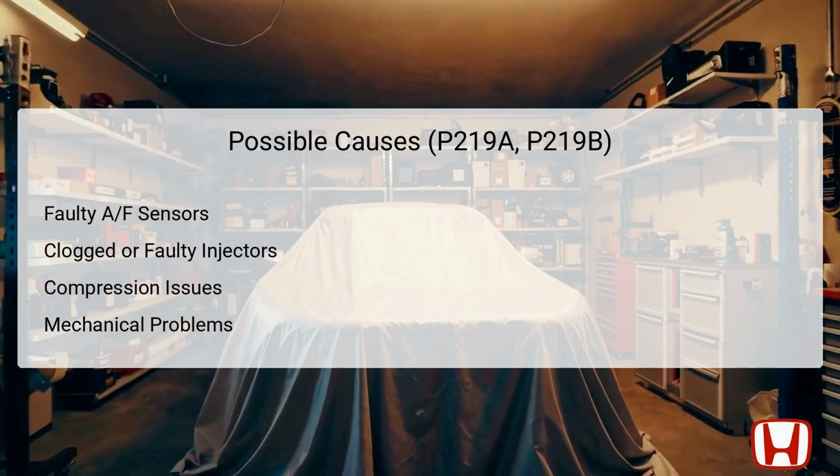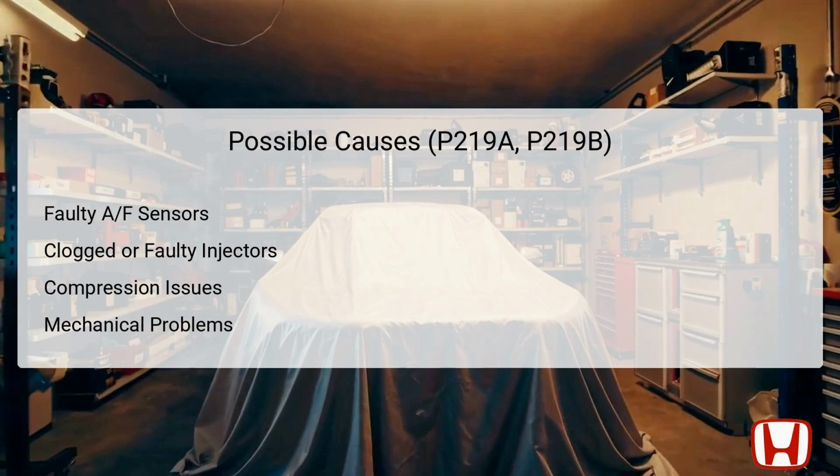Several factors could lead to the triggering of DTC P219A and P219B. One leading cause is faulty AF sensors, which can misread the oxygen levels and throw off the air-fuel mixture. Additionally, clogged or malfunctioning fuel injectors may hinder the precise delivery of fuel, further compounding the issue. Another significant factor encompasses engine compression problems, where one or more cylinders may not be achieving the appropriate compression levels, affecting overall performance and emissions.